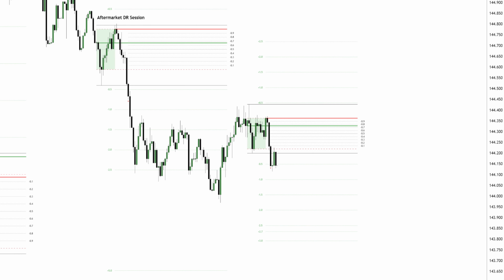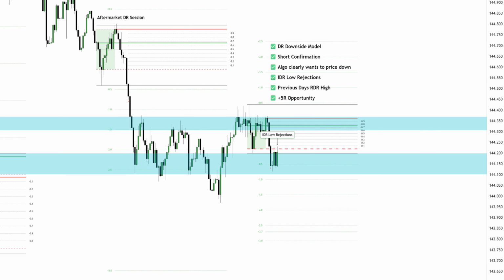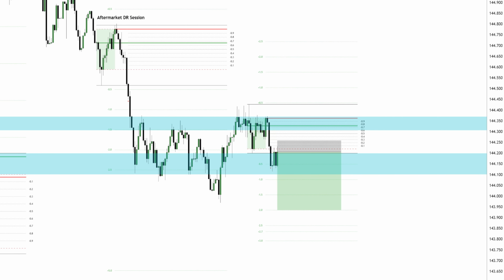With 2 rejections from the IDR low, price offers your first opportunity. Why? You have a clear DR downside model intact, a short confirmation, the algo clearly wants to price down, you have IDR low rejections, and the previous day's RDR highs. An entry anywhere in this area offers a potential 5R trade if you go for the 2 standard deviation level that has been reached almost 70% historically under these circumstances.